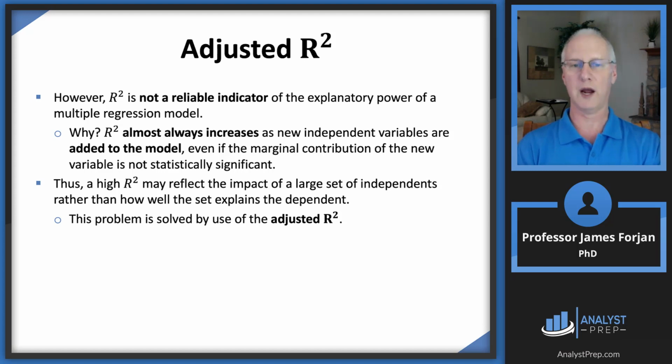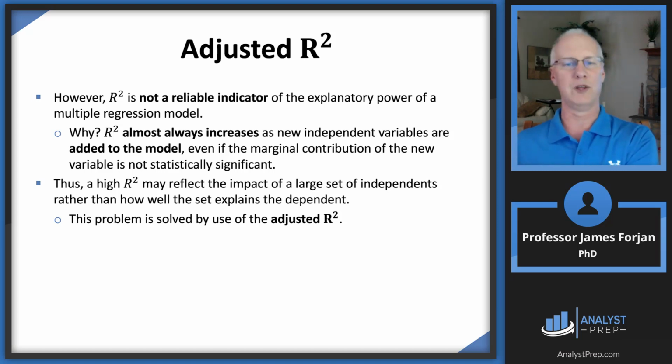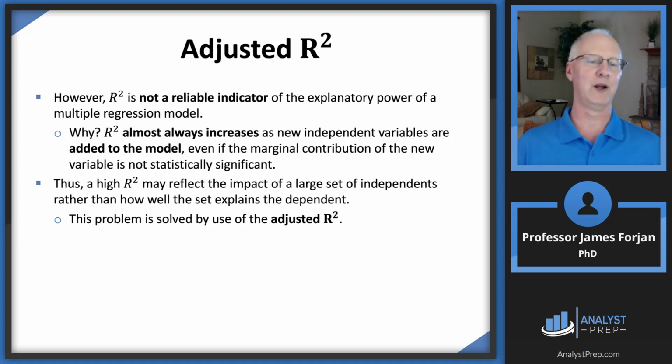All right, so R squared almost always, there's the almost word in there. In my experience, I think it always did whenever I used multiple regression models, it almost always increases as new independent variables are added to the model. Even, you ready for this? Even if the marginal contribution is not statistically significant. So you can just throw variables in there and get a higher R squared. So notice that second bullet point there. A high R squared may reflect the impact of a large set of independent variables rather than how well the set explains the dependent variable.